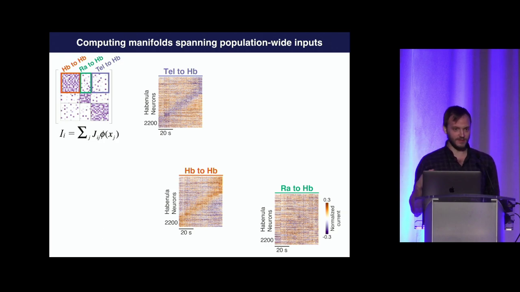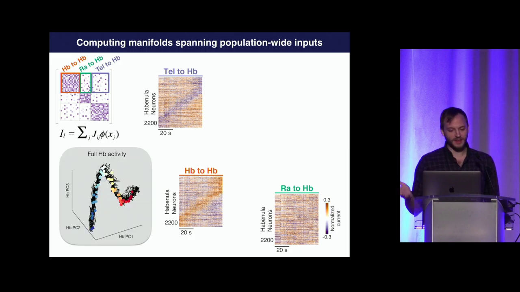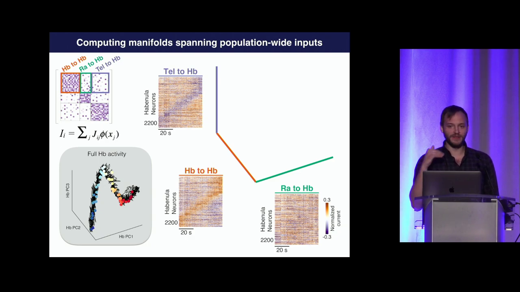Now we're looking at the same 2,000 habenular neurons, except it's the distinct components of these currents that are driving it from the telencephalon or from the raphe. And if you sum all these together, of course, you reconstruct the full habenular activity that we see in the model. But what you get from this view is a breakdown of the full activity into its constituent currents that are driving it. So instead of this manifold across the full population that you see in the lower left, I'm going to define a new space where each axis represents the dynamics of one of these input current sources. So the raphe in green, the habenula in orange, and the telencephalon in purple.